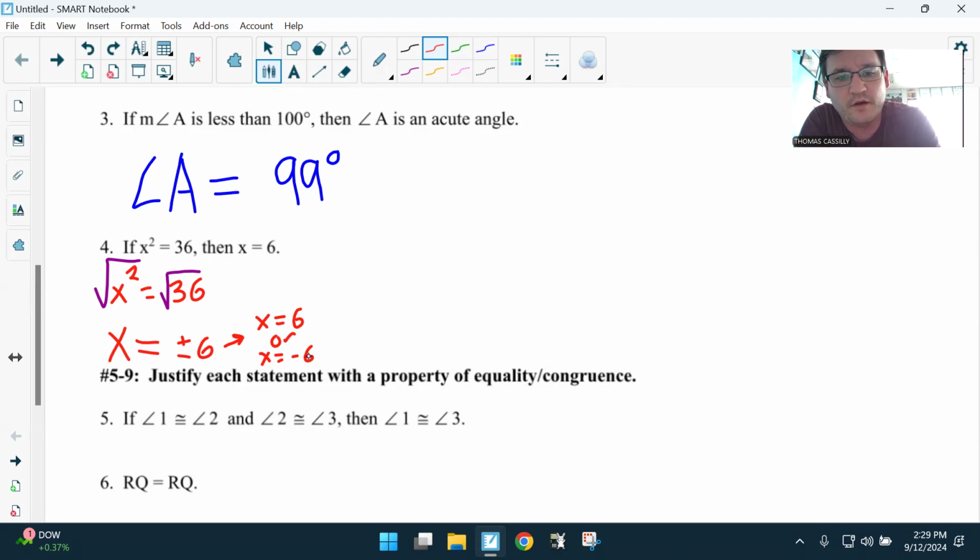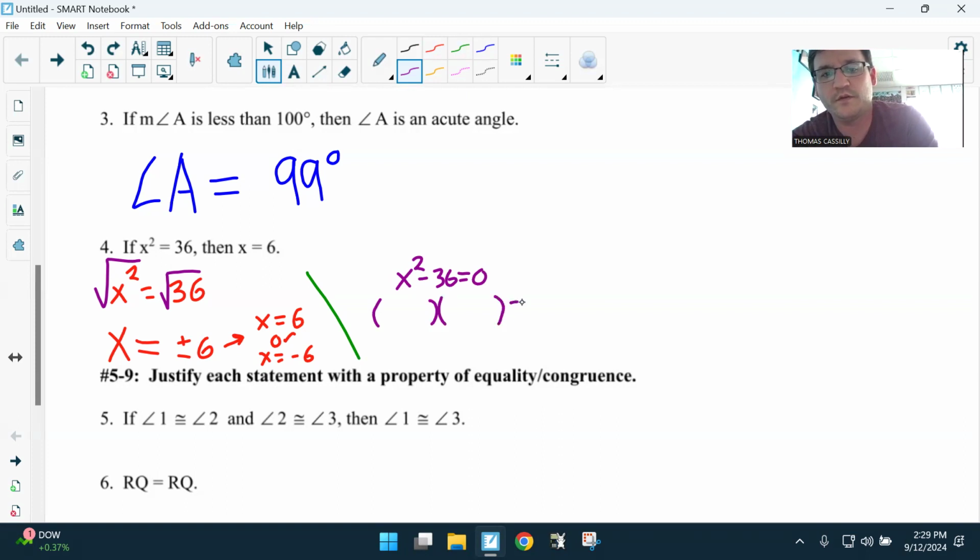All right, now another way to think about this one. If we wanted to factor this, I'm going to say x squared minus 36 equals 0. All right, this is a difference of squares.